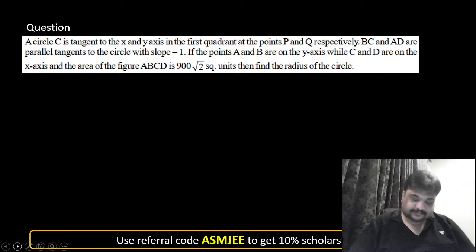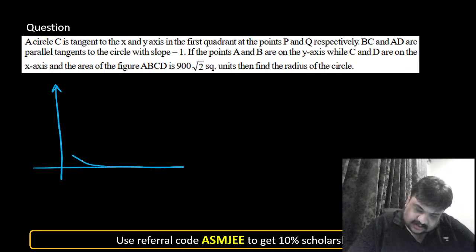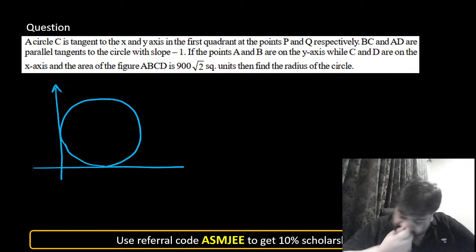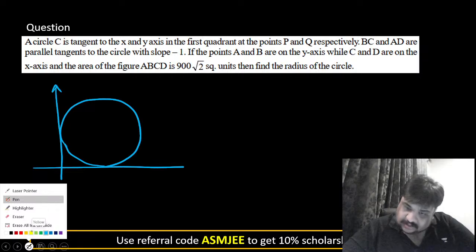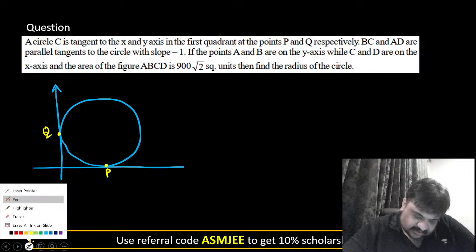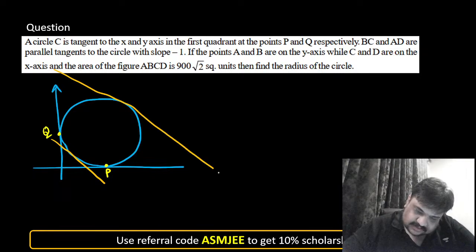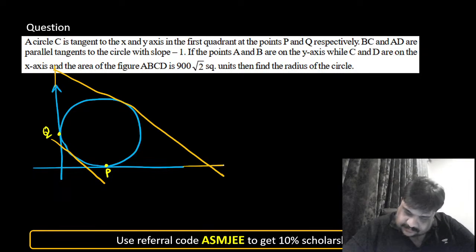Let's try. At least let me draw the diagram now. There is a circle which is tangent to both x-axis and y-axis, and it's in the first quadrant, at points P and Q respectively. So this is P and this is Q. BC and AD are parallel tangents with slope -1. That's wonderful. So this is one tangent and this is another tangent. B, C, A, D.